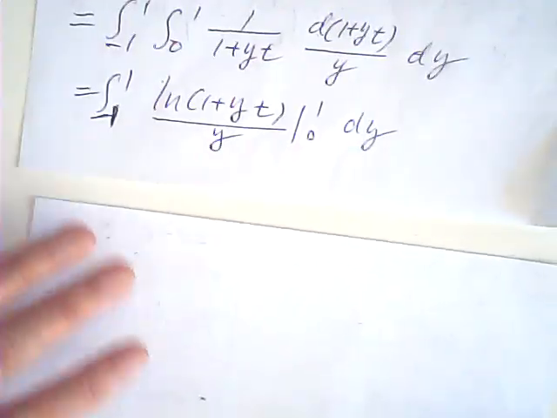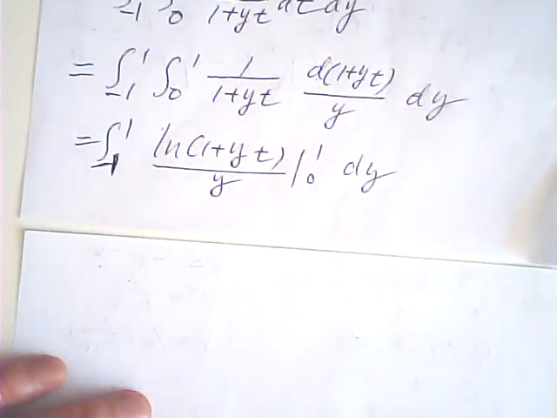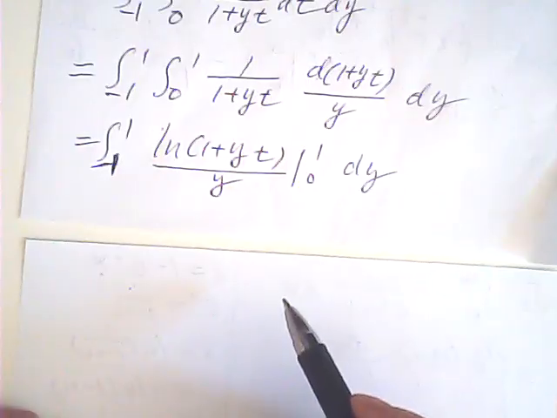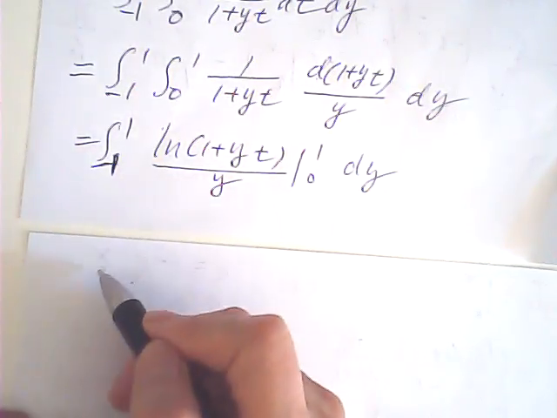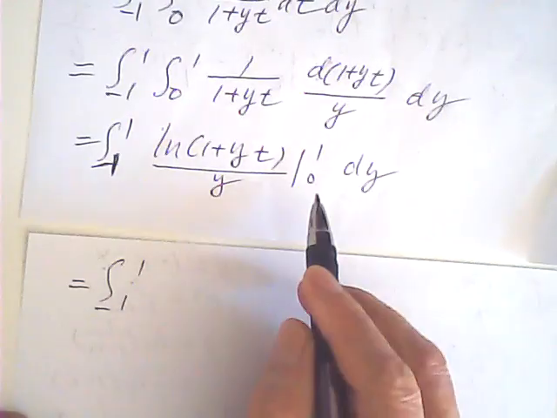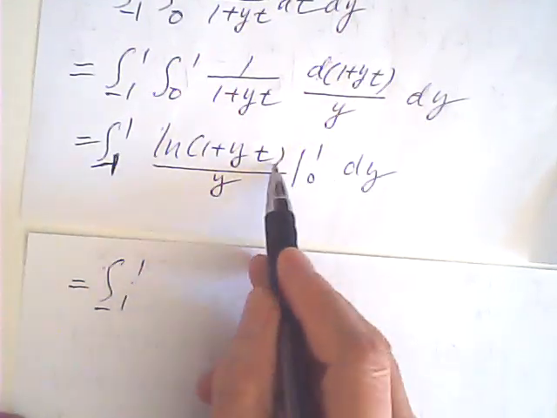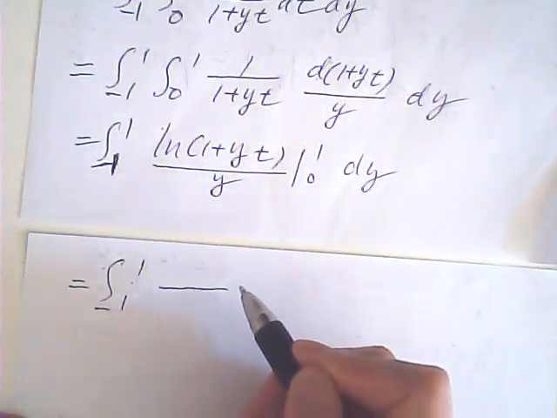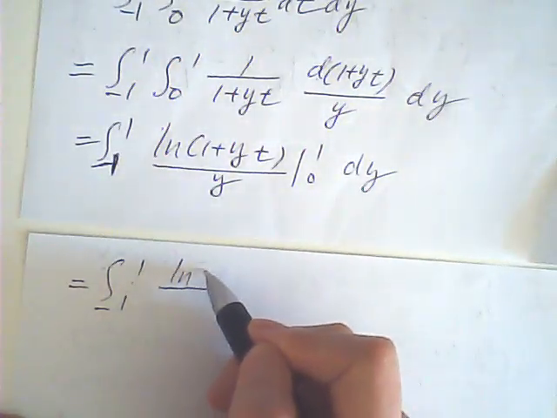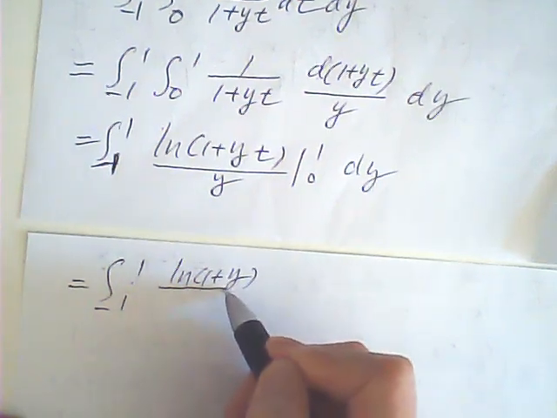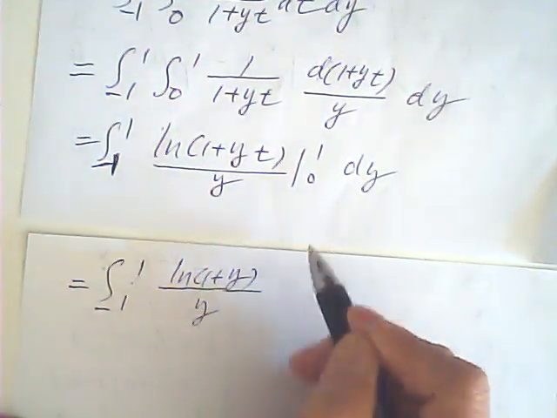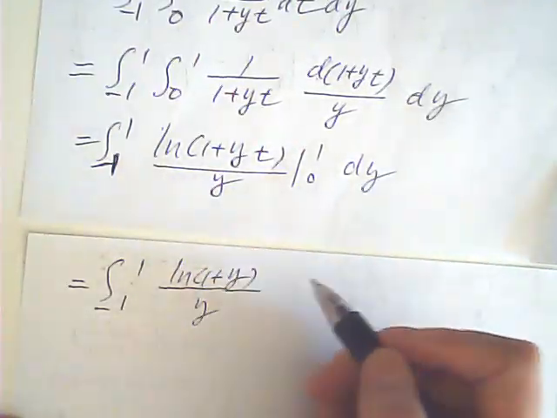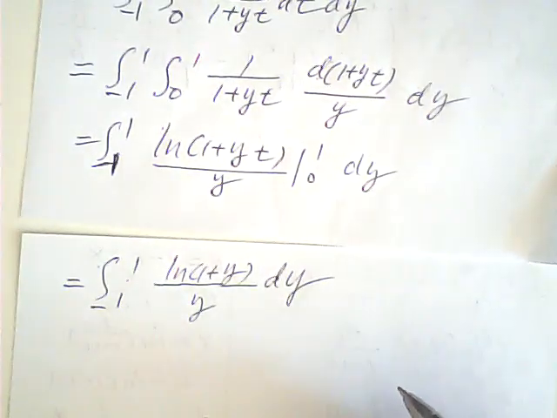Okay, continue. And this is equal to log of 1 plus y over 1, right? Minus log 1, which is 0, then dy. Okay, good.